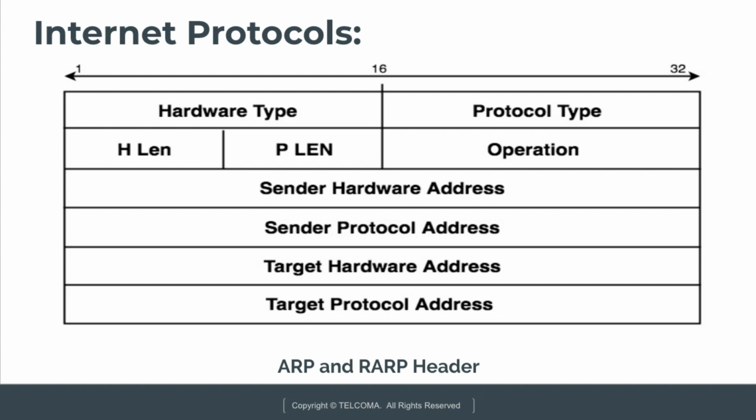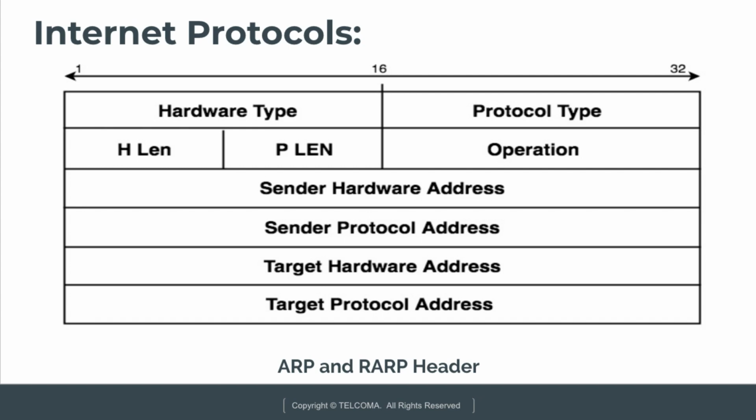If it is an ARP request, then it uses the value 1. If it is an ARP reply, then it uses the value 2. If it is a RARP request, then it uses the value 3. And if it is a RARP reply, then it uses the value 4. Next is the sender hardware address. This field extends up to the hardware address length in octets, and it contains the sender hardware address.